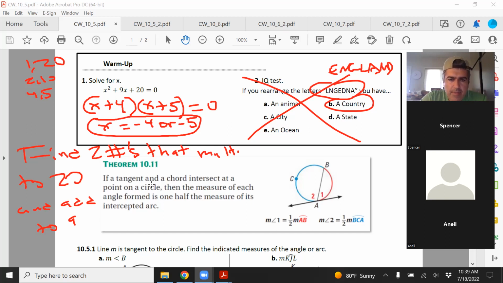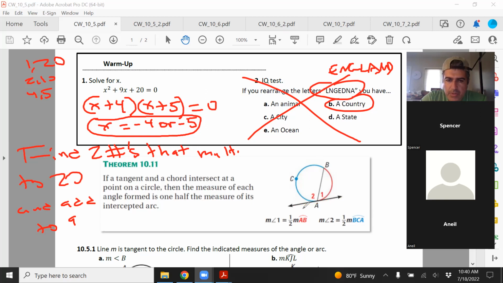So look at 10.11. If a tangent and a chord intersect at a point on a circle, then the measure of each angle formed is 1/2 the measure of its intercepted arc. Okay, so this is kind of a little complicated. Let me explain that because I read that kind of fast. So if you have a tangent line, which is this right here, so if I were to draw a radius, it would be perpendicular, but we don't have a radius, so don't really worry about it.